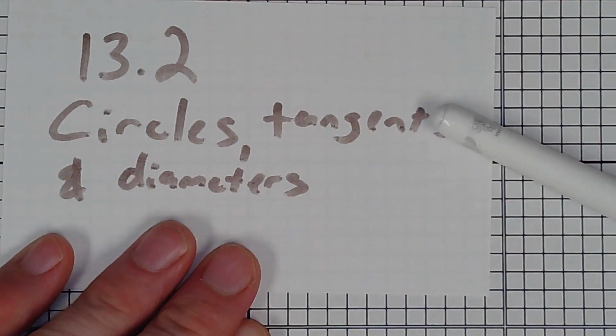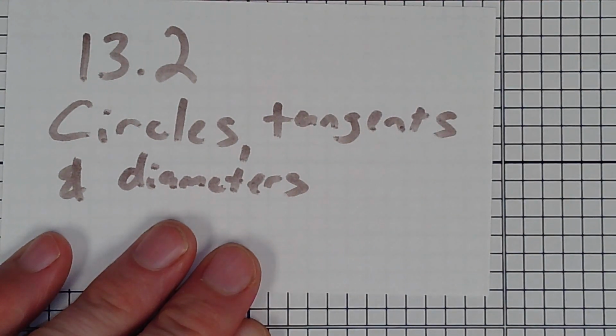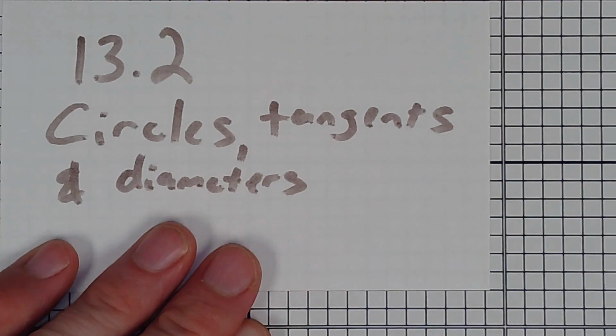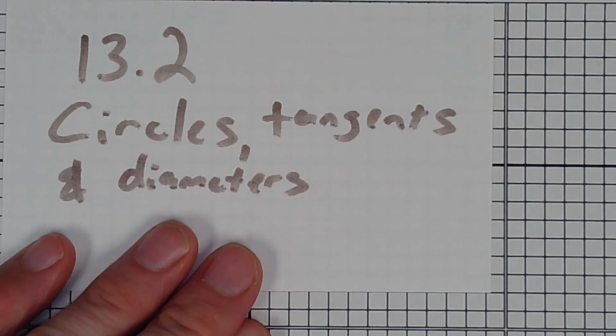So this is 13.2, circles, tangents, and diameters on a coordinate plane. By the end of this one, you should be able to look at some equations, or look at some circles and some points and some lines and derive the equations for those circles and points and lines. Or look at some equations and then draw the circles, points, and lines based upon those equations.